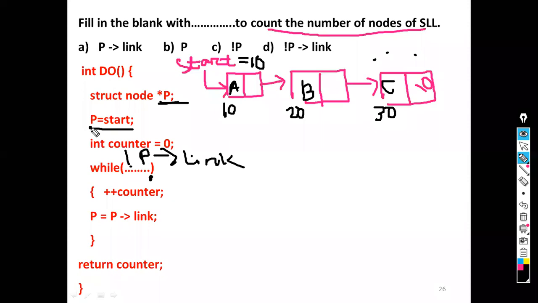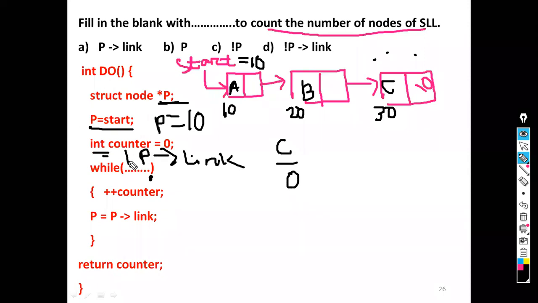Now this pointer P is holding which address? The address of the first node, 10. So P equal to 10. Very good. Counter, I am taking a counter variable of integer type. Initialize counter equal to 0. C value equal to 0. In shortcut I am writing C.